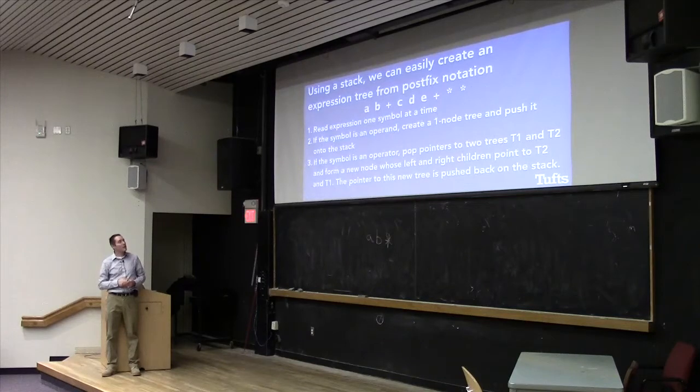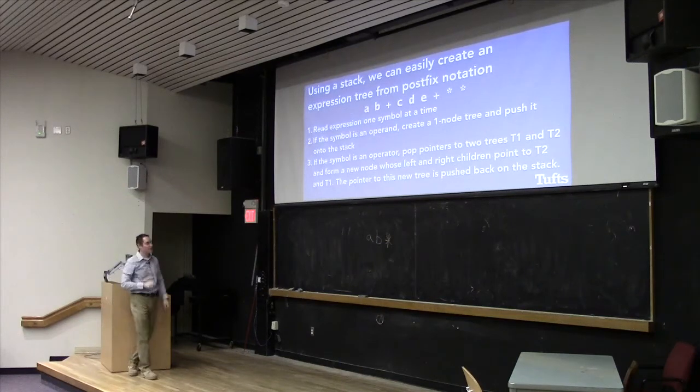Create a one-node tree, push it on a stack. If the symbol's an operator, pop the two things that are on the stack, and those are the trees themselves. Remember, we made them one-node trees to begin with. Then form a new node whose left and right children are T2 and T1. This is pretty cool. We're going to have two trees that are pushed onto the stack. We're going to merge them together using the operator as the new root. I'll show you what that looks like in a second. And then push that new tree back onto the stack.